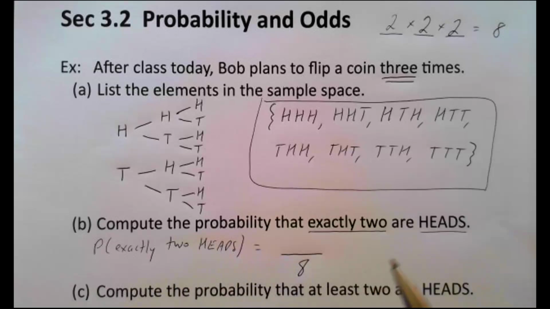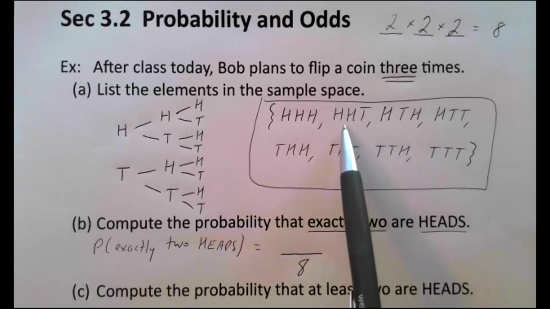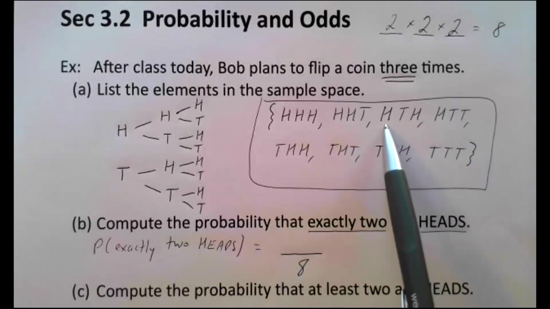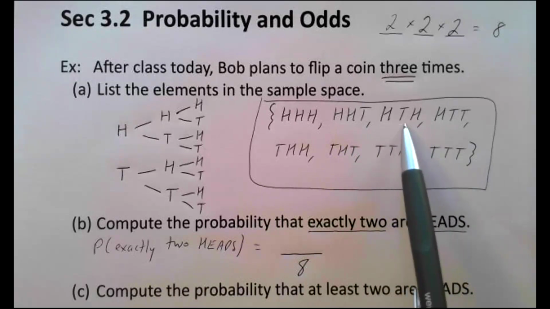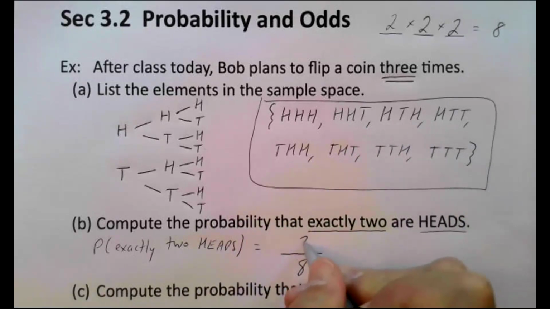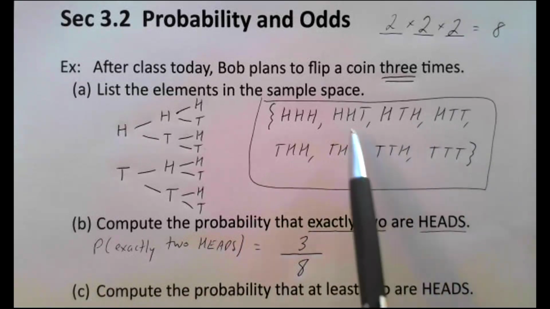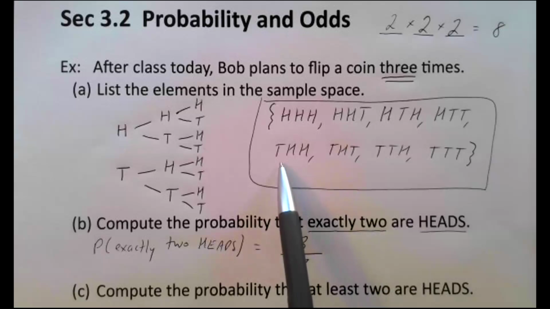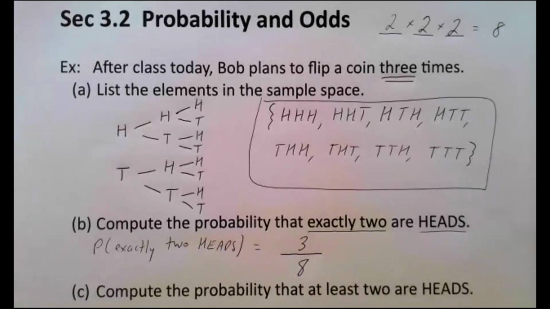So you just have to go find them. There's one right there that has exactly 2 heads in it. Here's another one right here that has exactly 2 heads in it. And here's one right here that has exactly 2 heads. So I believe there are 3 out of the 8 that have exactly 2 heads. It's head, head, tail; head, tail, head; tail, head, head. Those are the only 3 out of the 8 that have exactly 2 heads.